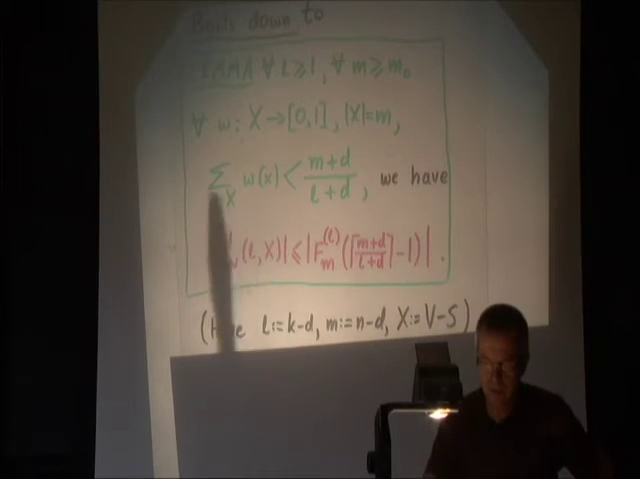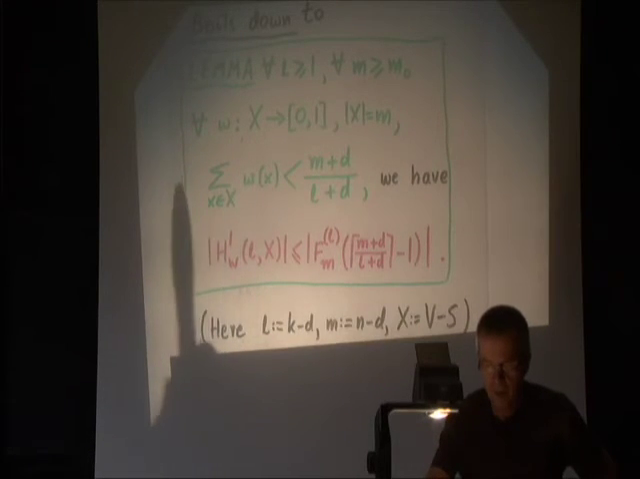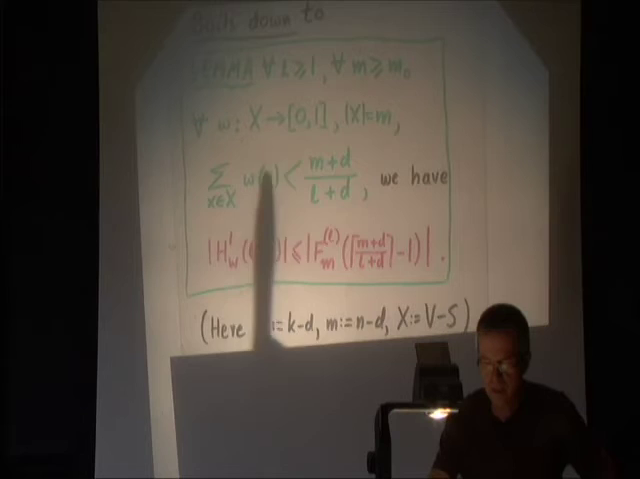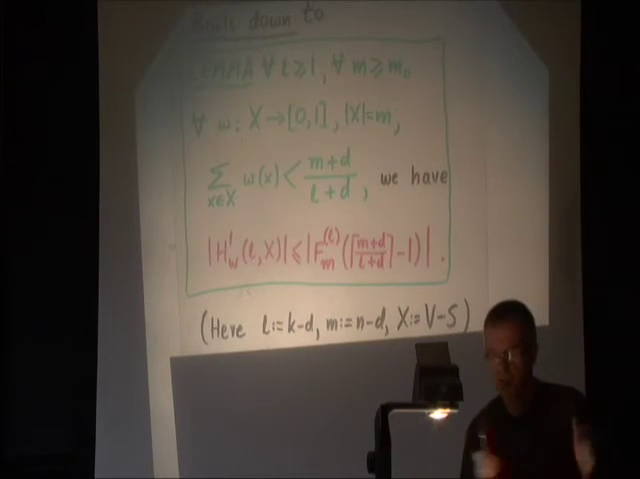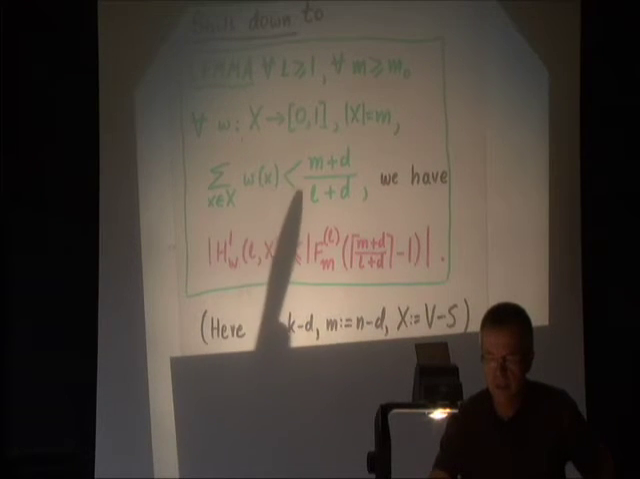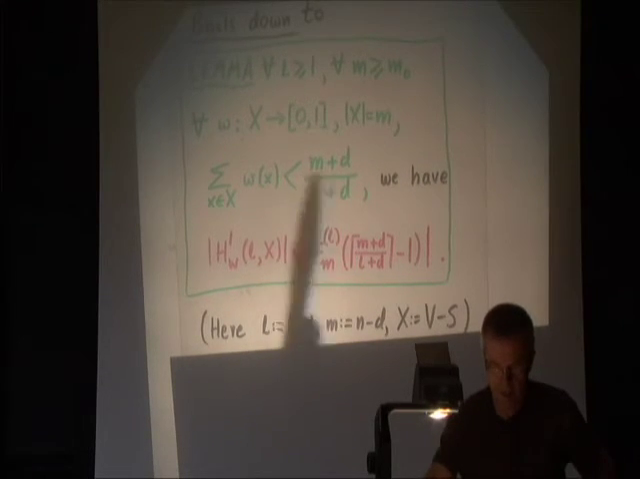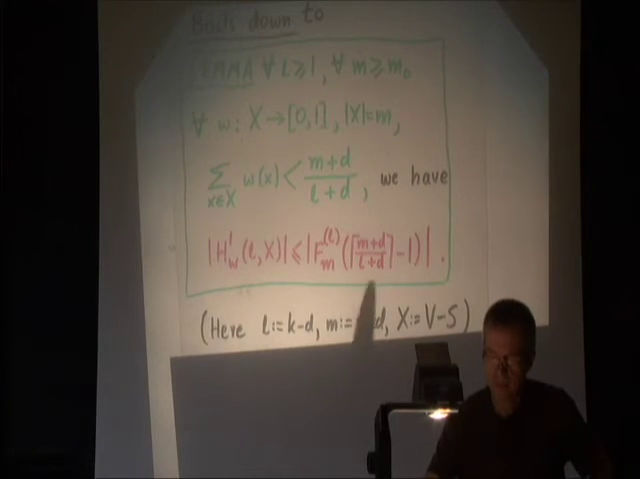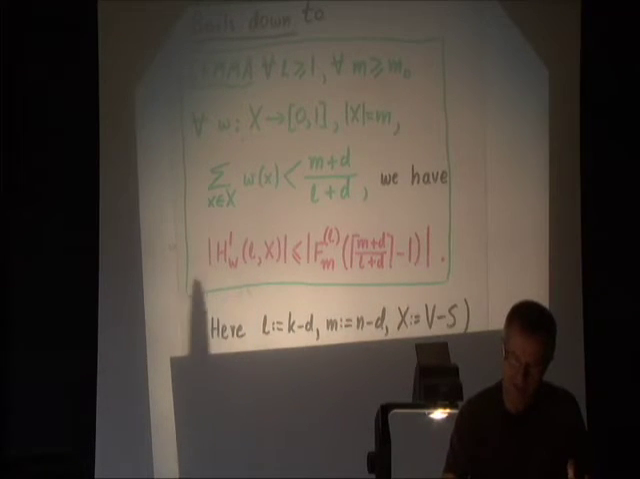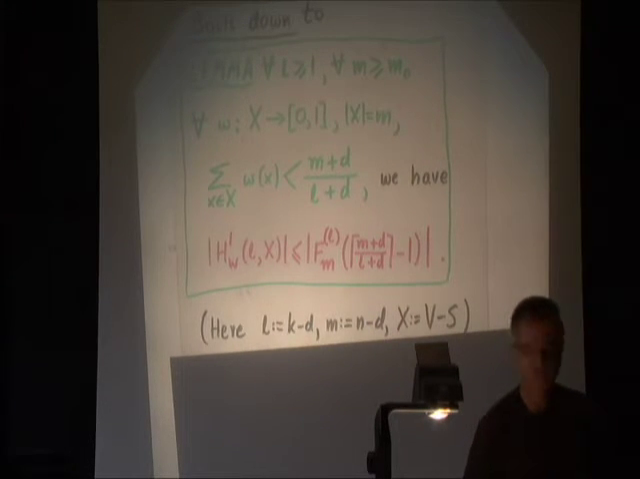But otherwise, for every L at least 1, and for every M big enough, for every weight function which assigns weights from the interval 0 to 1 to a set of size M, and in addition the total weight is not bigger than M plus D over L plus D, because it used to be n over k, and now it's this, we have that this hypergraph cannot exceed in size this magical construction.